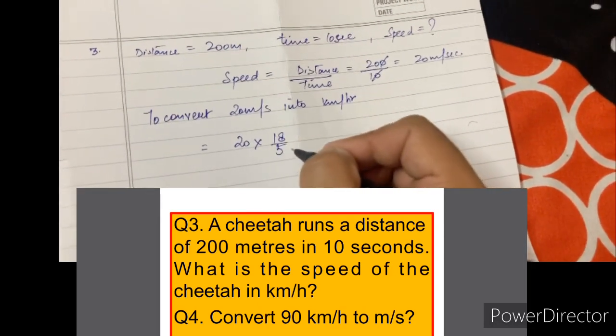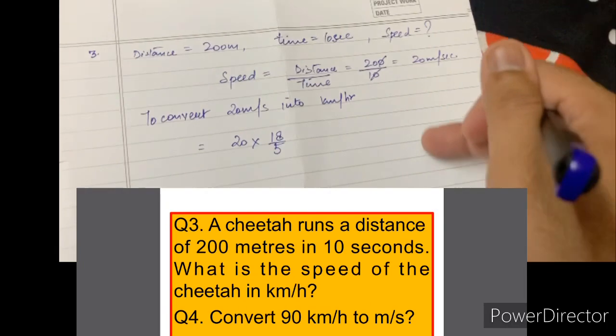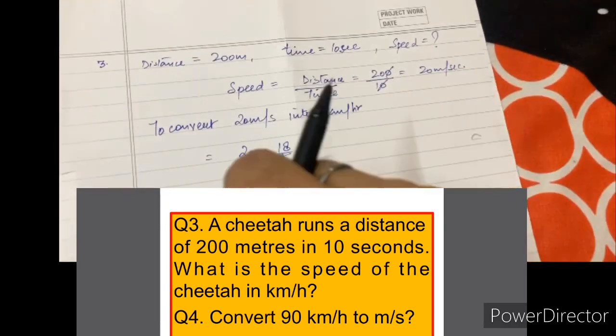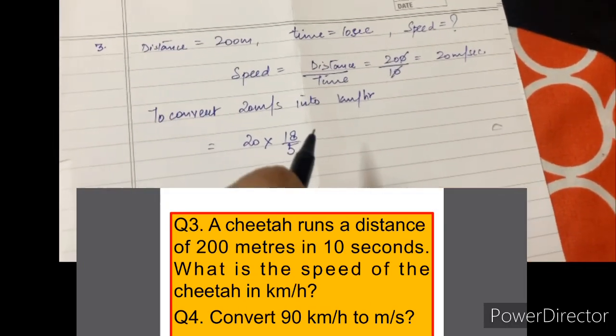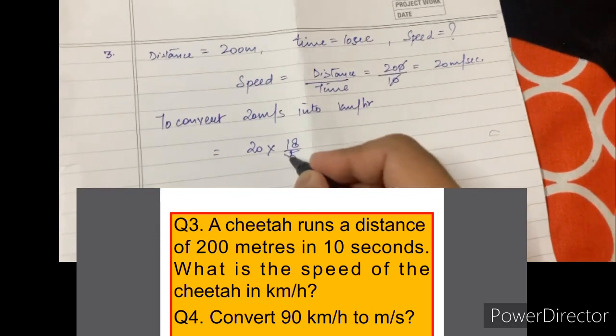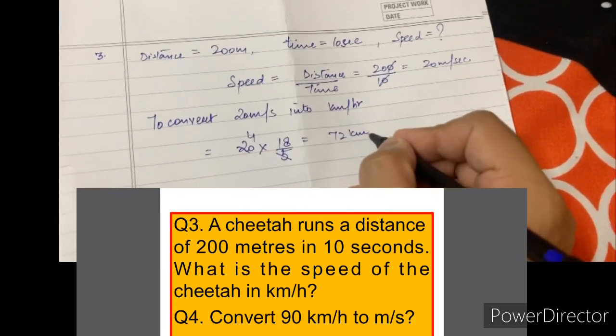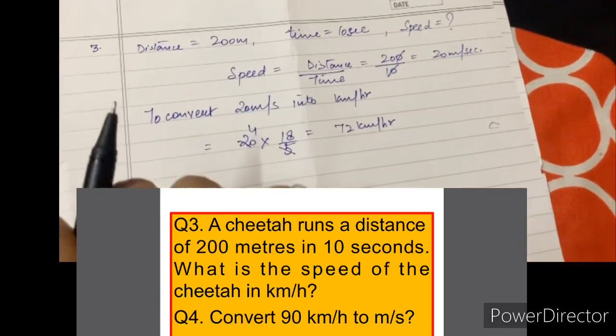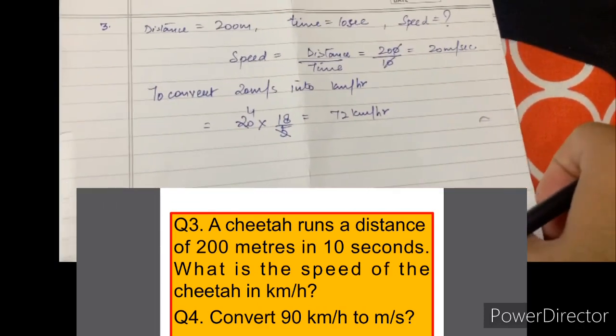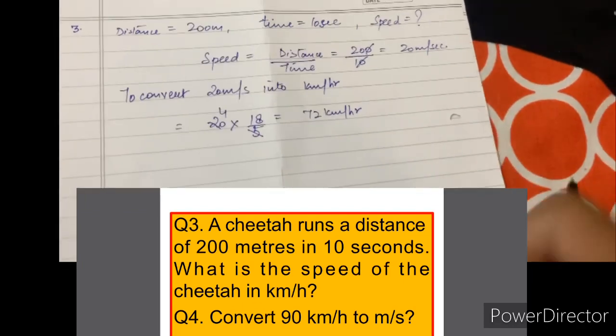Why do we have to multiply 18 upon 5? I am going to tell you on that side afterwards. First you will see how to get converted into kilometer per hour. 5 4s are 20, that is equal to 72 kilometer per hour. Now you will see why we have to multiply with 18 upon 5.